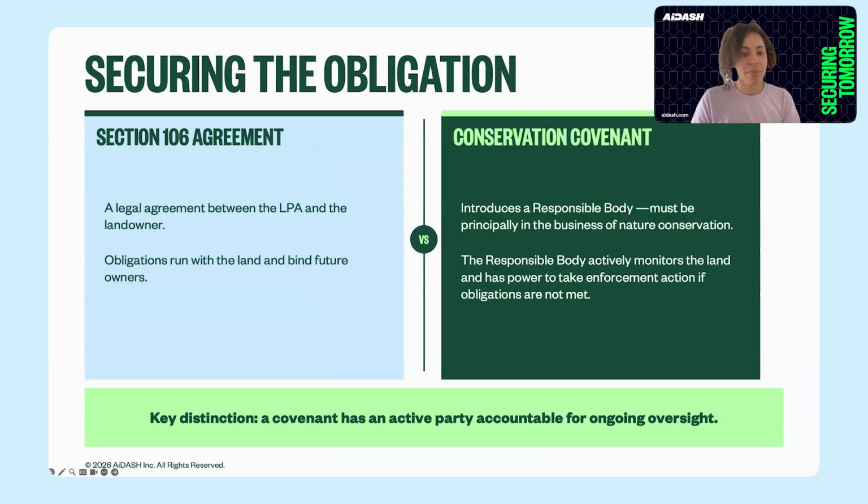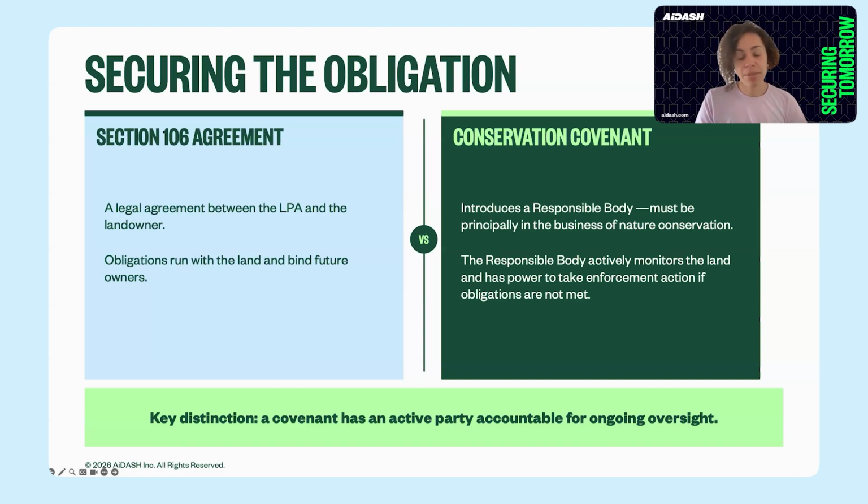In terms of the legal aspect, securing the obligation can be done in two different ways. It can either use a Section 106 agreement, or a conservation covenant can be used. Section 106 agreements have been around for a long time. They're used for all sorts of things, and because it was an existing mechanism that could be used for biodiversity, that's what has probably mostly been used so far, whereas the Conservation Covenant is relatively new and comes with Biodiversity Net Gain.